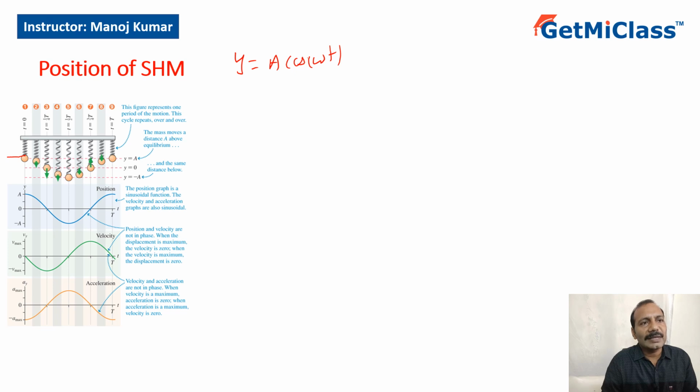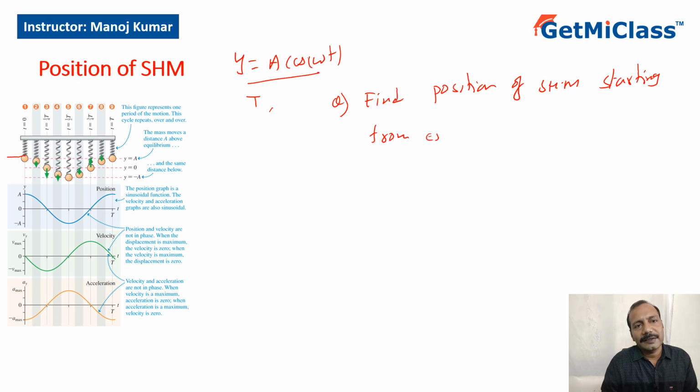Now based on this expression, I can find out position of SHM at any time. Let's say the time period of SHM is given by capital T. Now the question is, find the position of SHM. I'll take it starting from extreme position. If it is starting from extreme position, the equation would be a cos omega t, at time t by 6, or 1/6 of the time period.